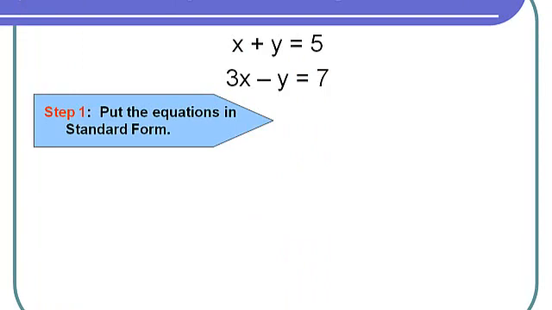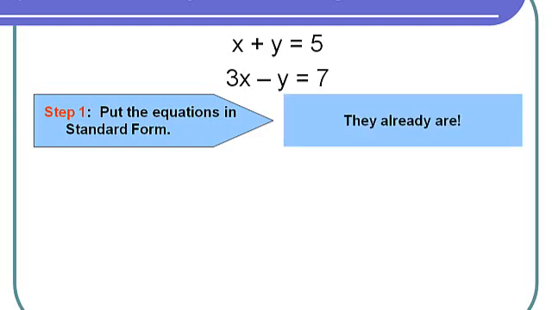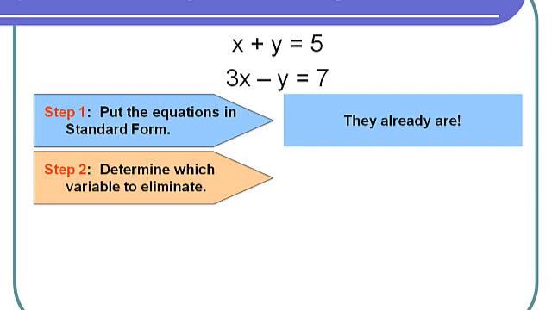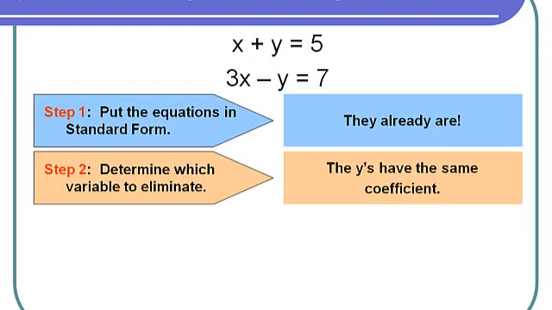Put the equations in standard form is our first step. But these equations are in standard form. All right, yay! Determine which variable to eliminate. So what you're looking at here is you want to basically add these equations together. Well, the easiest one to add together is if they have the same coefficient and it's opposite, because then I can just add the 2 equations and they're going to drop out.